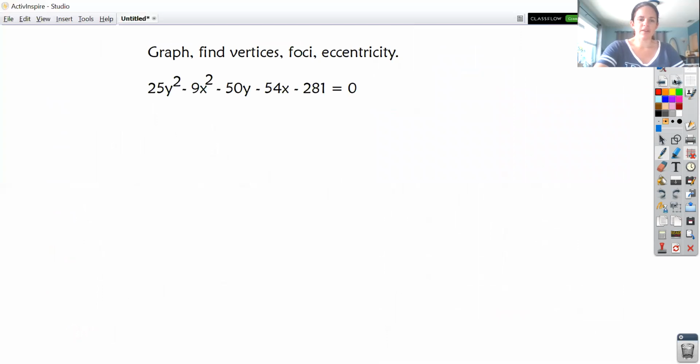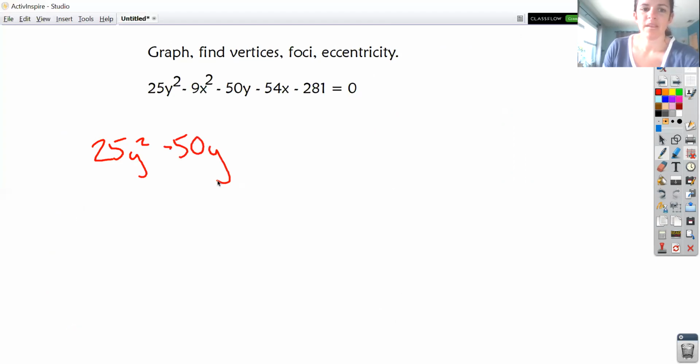Here's our final question, and we may not do all of this, the vertices and the foci and the eccentricity, but I at least want to make sure that you are aware how to deal with completing the square, and we're going to complete the square twice here, right? Because we have to get this in a standard form for a hyperbola. So we're going to start by collecting the 25y squared minus 50y. And then let's collect the negative 9x squared minus 54x.